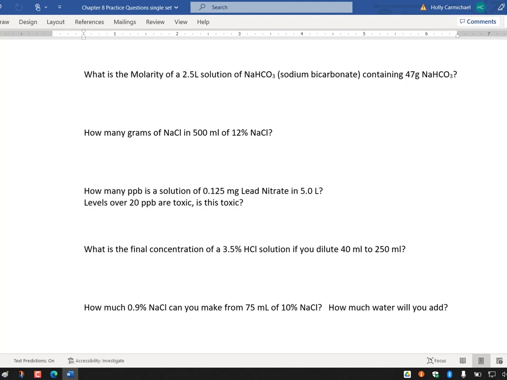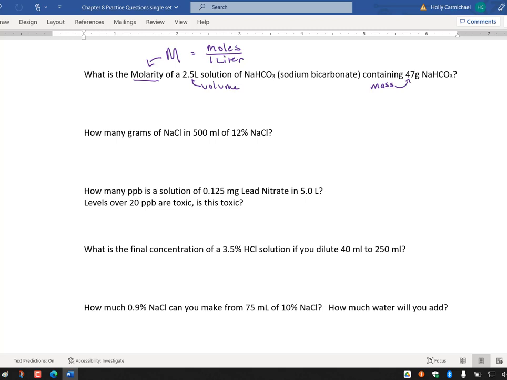What is the molarity of a 2.5 liter solution? So I know that this is my volume, of sodium bicarbonate, which contains 47 grams. So I know the mass, right? Mass is in grams, liters is volume. So I know mass and liters, but I want to know molarity. So I know molarity is that capital M. So remember that that is moles per 1 liter. So there's my volume.